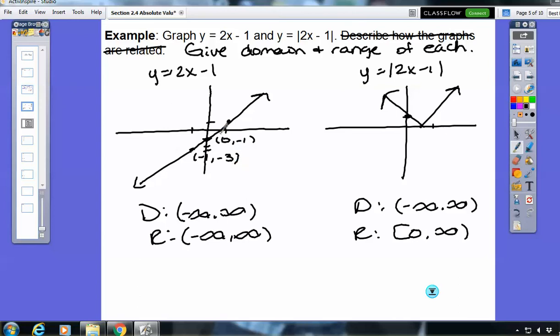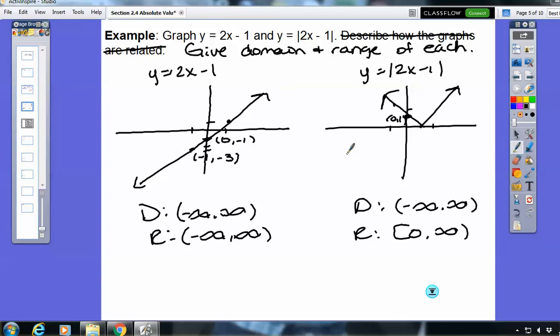When you do the absolute value, it's making these y's positive. So instead of (0, -1), it's going to be (0, positive 1). (-1, -3) will go to (-1, positive 3). So it's just making the y portion positive.